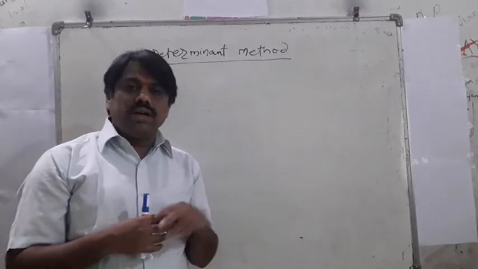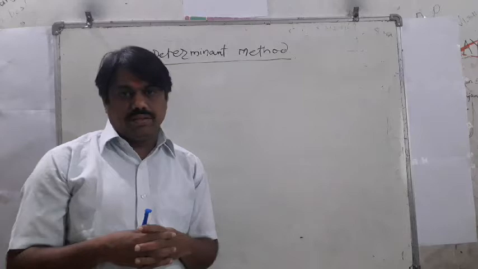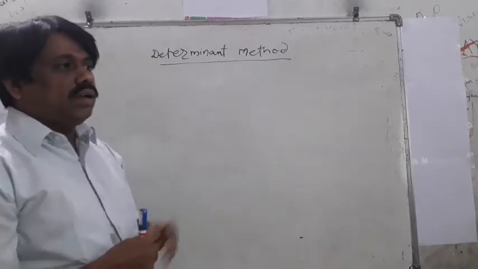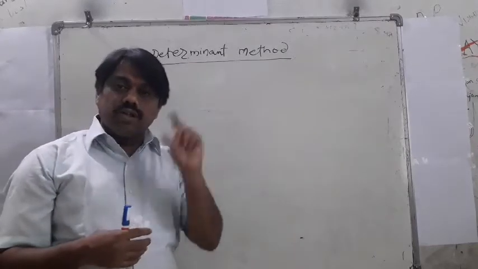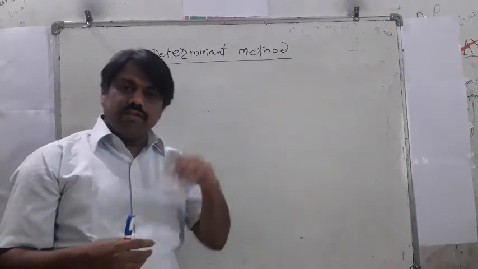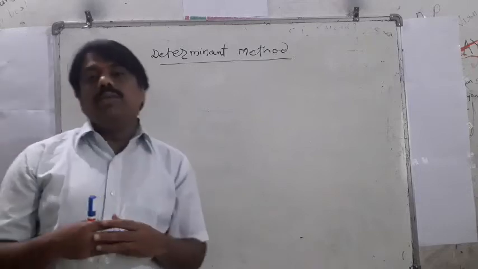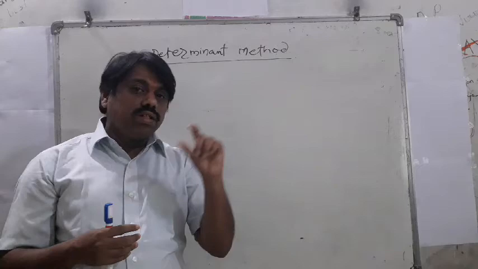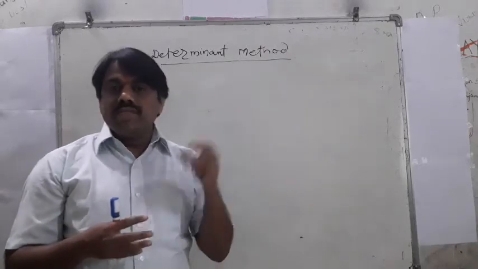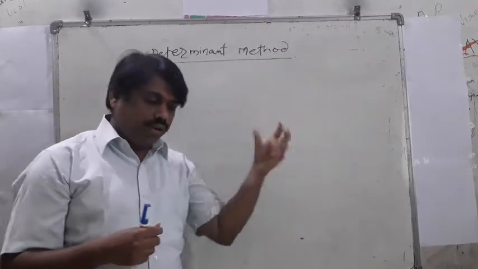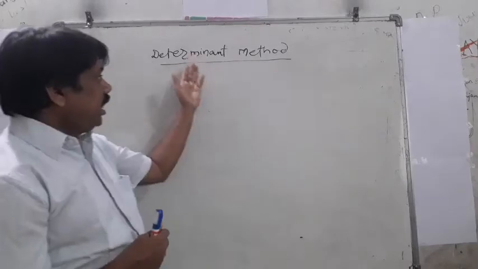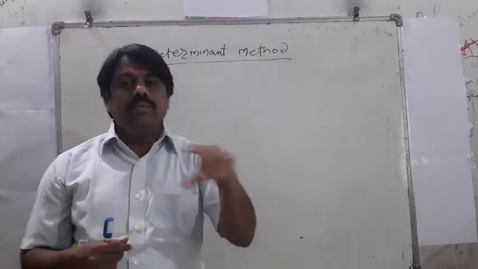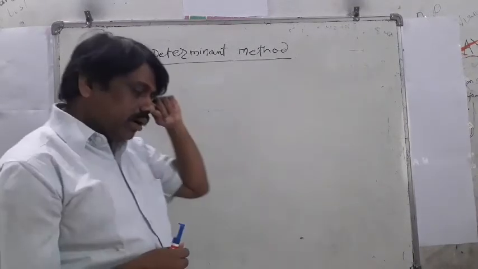This is also called Cramer's rule in state board syllabus, because Cramer was the mathematician who invented this method for solving simultaneous equations, and therefore it is also called Cramer's rule method. In CBSE books, it is called cross multiplication method. Okay. Now, how can we find the solutions of simultaneous equations by determinant method?